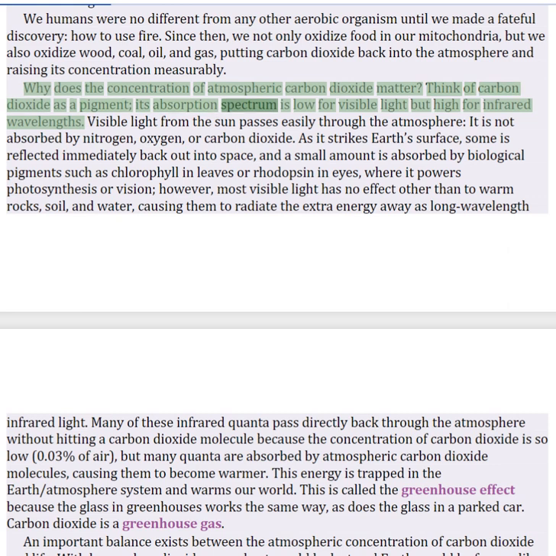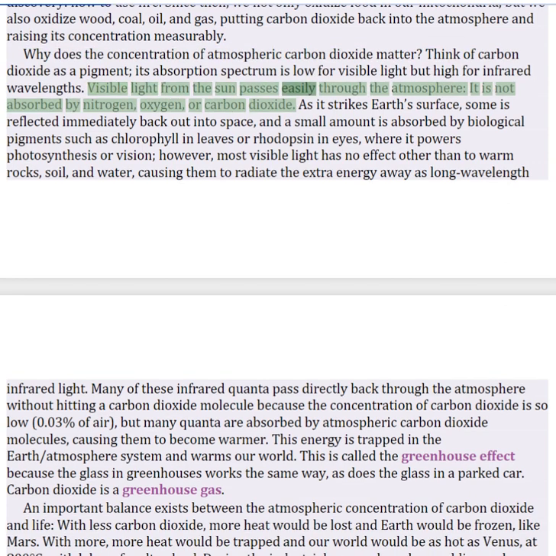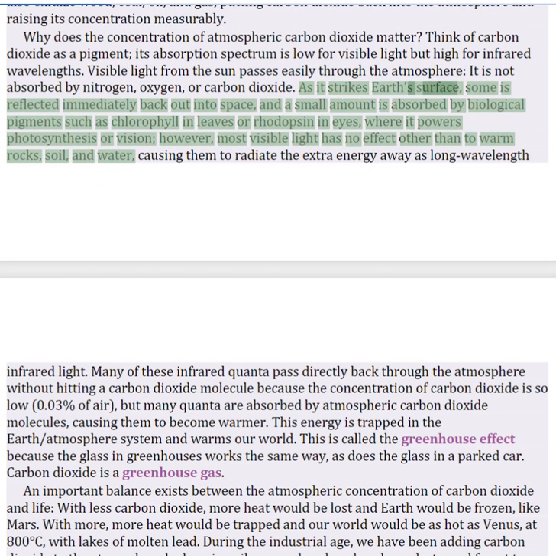Its absorption spectrum is low for visible light but high for infrared wavelengths. Visible light from the sun passes easily through the atmosphere. It is not absorbed by nitrogen, oxygen, or carbon dioxide. As it strikes Earth's surface, some is reflected immediately back out into space, and a small amount is absorbed by biological pigments such as chlorophyll in leaves or rhodopsin in eyes, where it powers photosynthesis or vision.